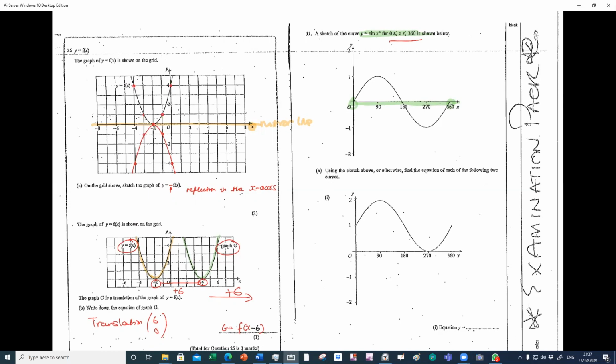So they're giving us a sine function, it's all fully labeled, lovely. Okay, what do we do next? You need to sketch it. So what do they want us to do now?